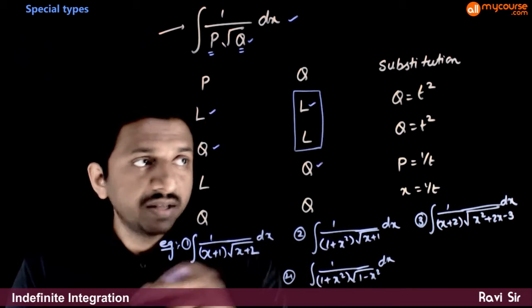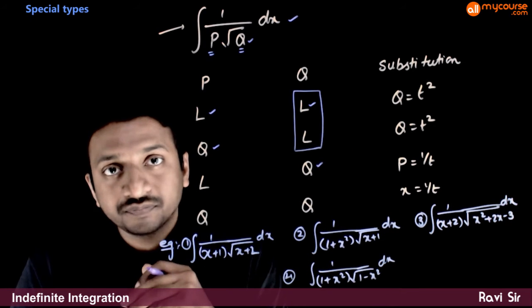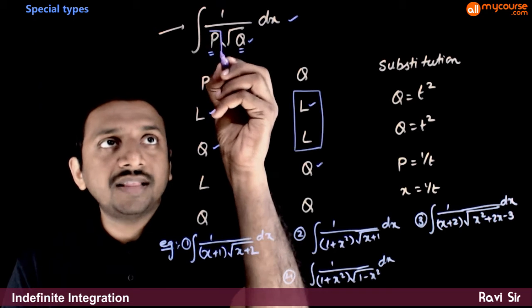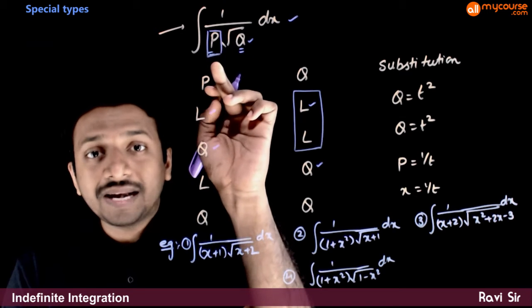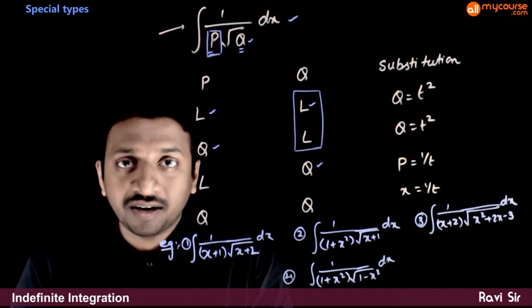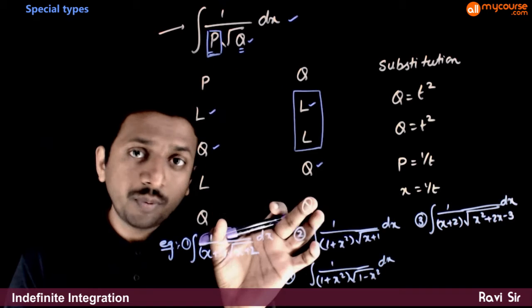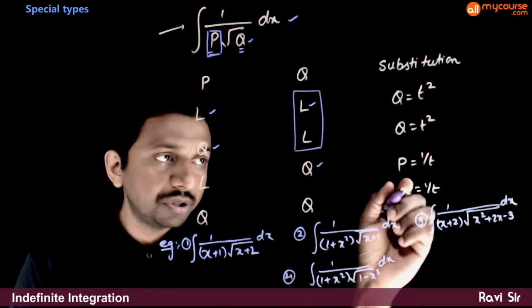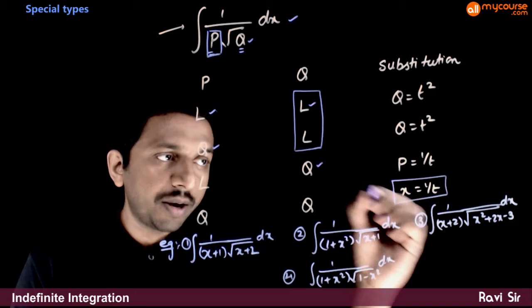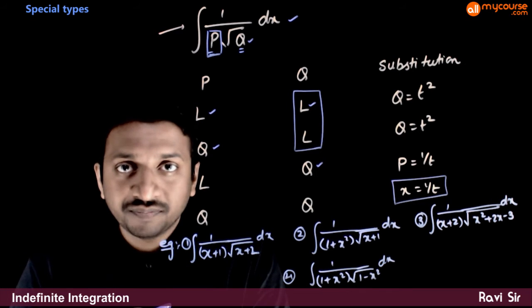And if p is linear and q is quadratic, so we have a quadratic inside and a linear outside, the substitution that works is p is equal to 1 by t. Take this function and substitute it as 1 by t. So that will help you solve the integral. And if both p and q are quadratic, we take the substitution x is equal to 1 by t. That is, 1 by x is equal to t.